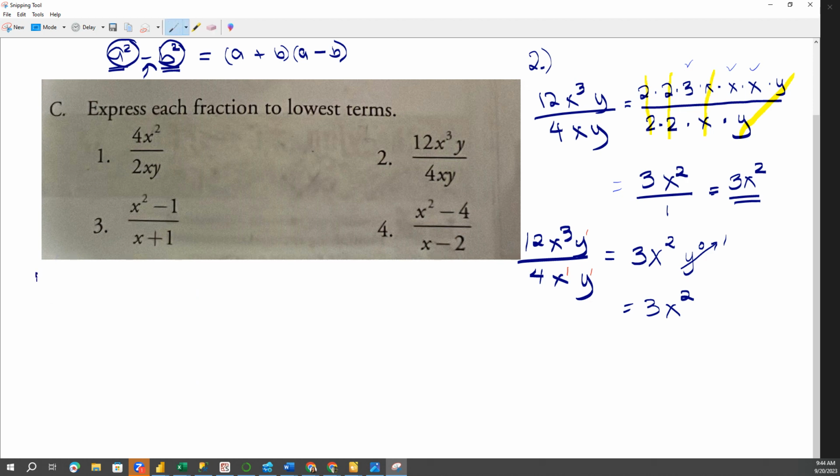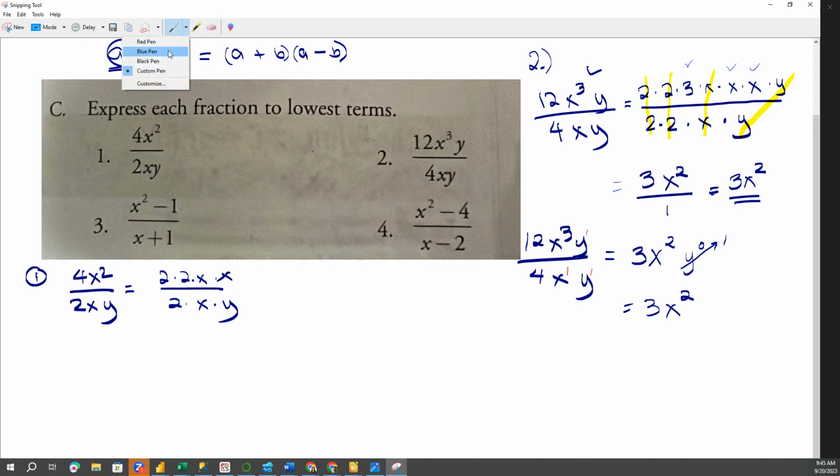Number 1, you have 4x squared over 2xy. I'm going to solve it this way, the long way. Factor out 4, you have 2 times 2 times x times x, and then 2 times x times y. So cancel out the ones that can be canceled out. We can cancel the first 2 and that 2, that x and that x, and nothing else gets canceled out. Now we can write whatever is left. On the numerator, you have 2x left, and in the denominator, you have y. So that would be your number 1.